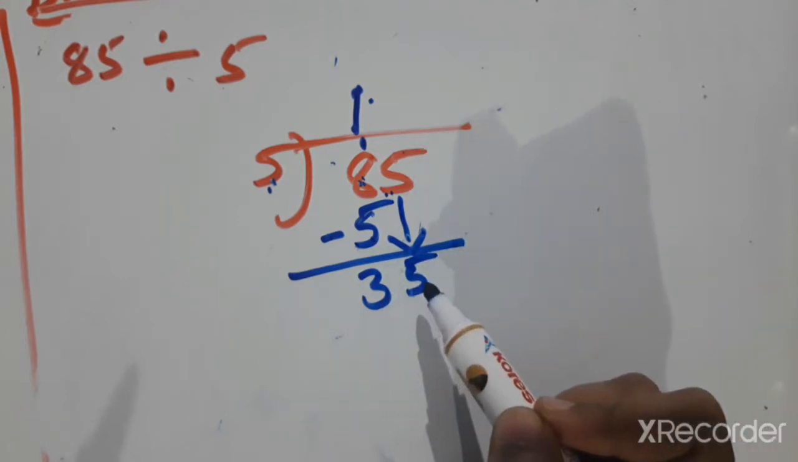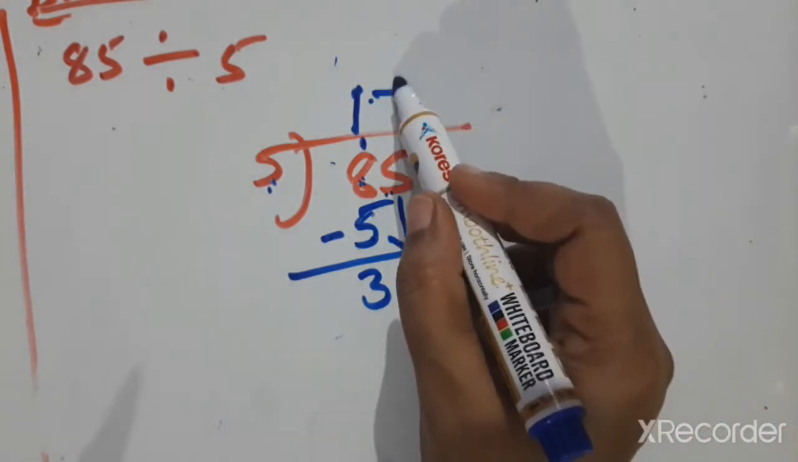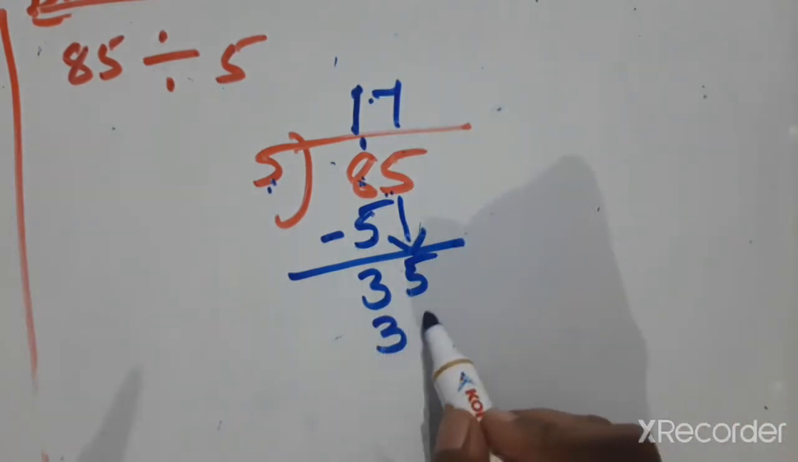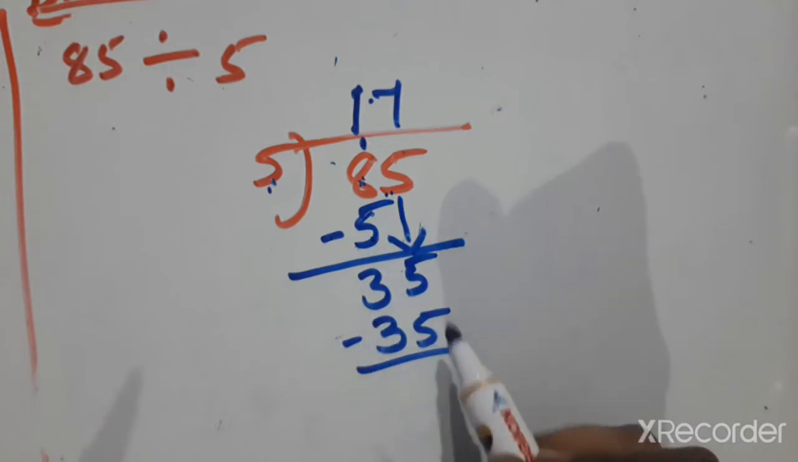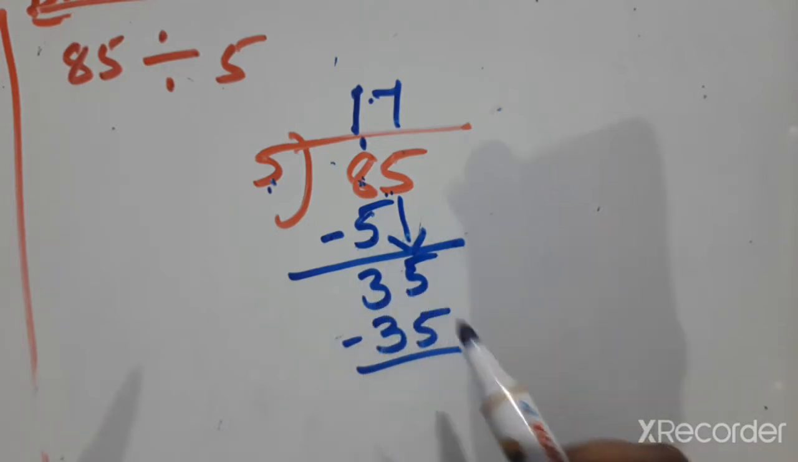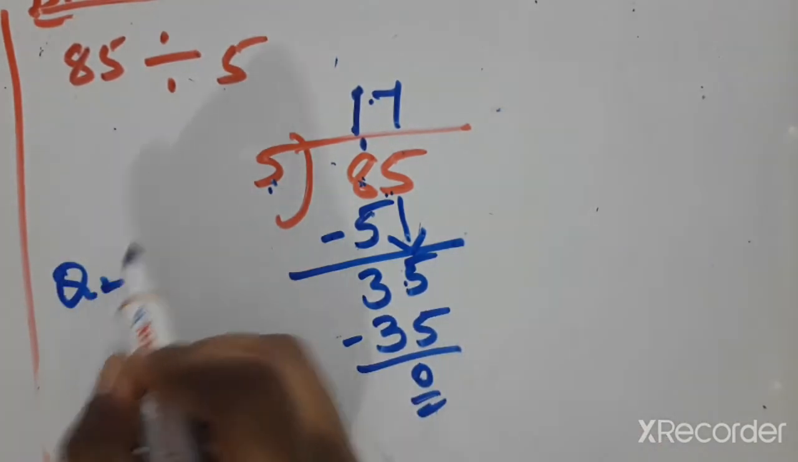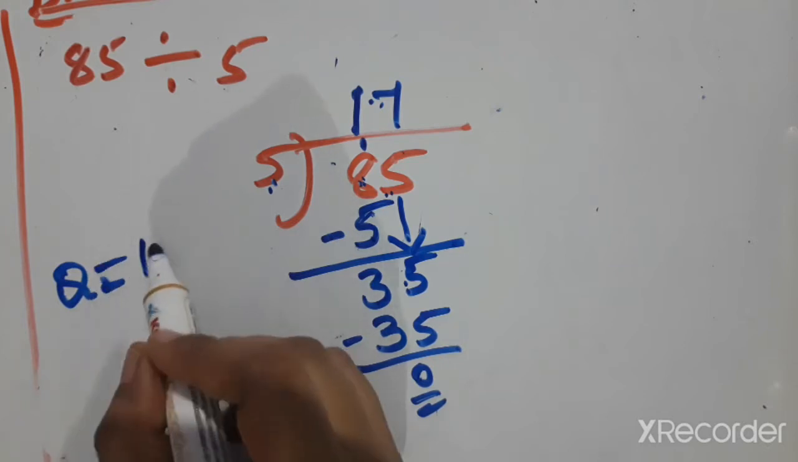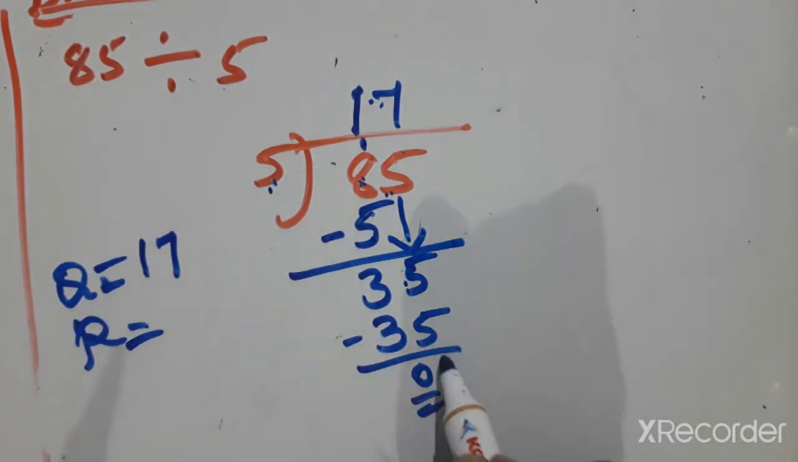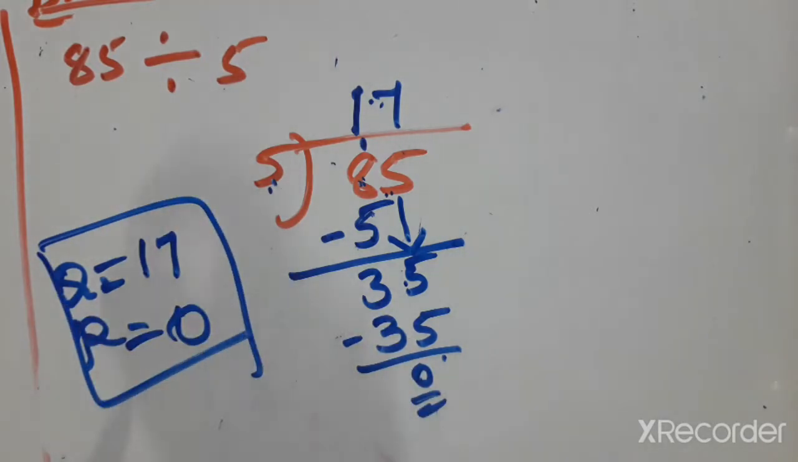Now 35. 5 how much are nearer to 35? 5 sevens are 35, that is the exact one, so we can consider that number. We want an exact number or nearer, but not greater than the given number. So 35 minus 35 is 0. The quotient is 17 and the remainder is 0. This is the answer, children.